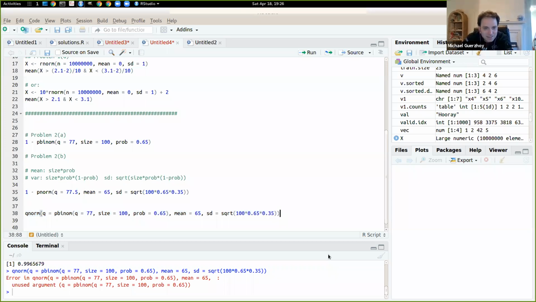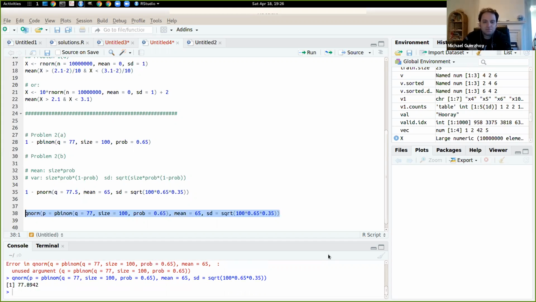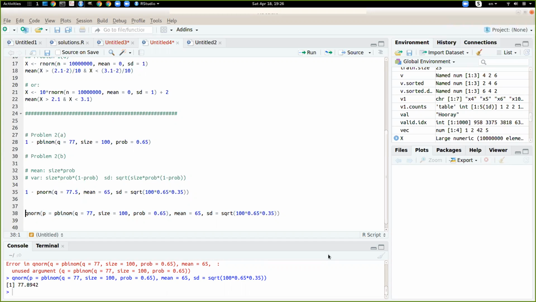Well, why is it not happy? Oh, because it's P. So yeah, 77.89, 42 is going to give you kind of the exact same number. There are formulas for that, but I don't really care. Okay, thank you.